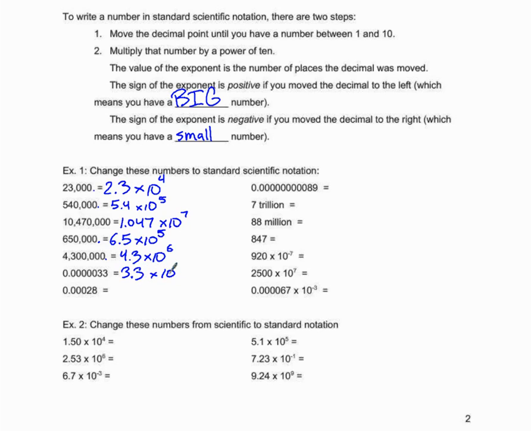Multiply it by 10. The exponent is going to be negative because I'm moving the decimal place to the right. I have a small number, so I'm going to move it to the right. 1, 2, 3, 4, 5, 6. Negative 6. 3.3 times 10 to the negative sixth power.